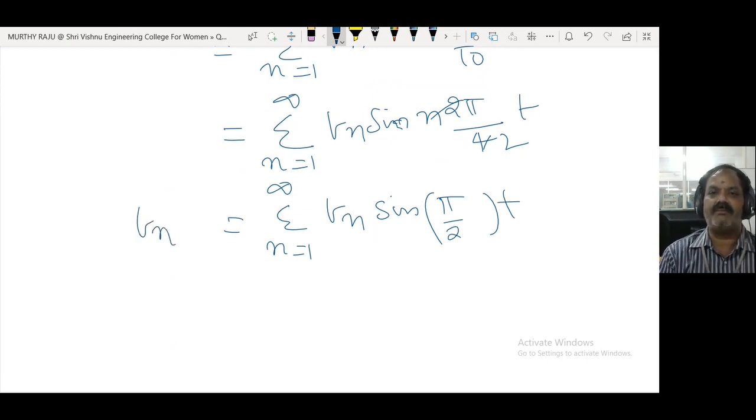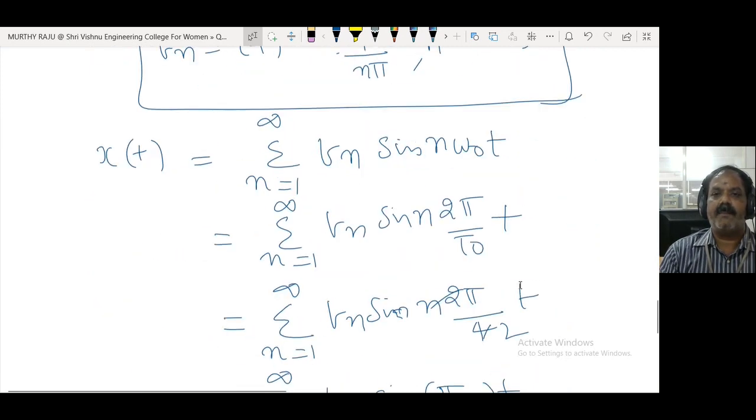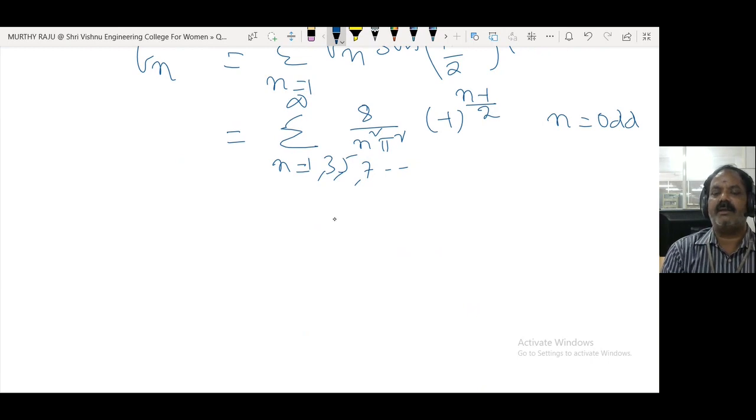This Bn has two parts, even terms and odd terms. That is Bn for n equal to 1, 3, 5, 7, and for n equal to 2, 4, 6. For odd values, sigma n is equal to 1, 3, 5, 7 up to infinity. The value of Bn for n is odd is 8 by n square pi square minus 1 whole power n minus 1 by 2.